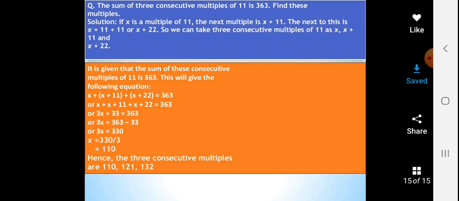So the first multiple of 11 is 110. Add 11 to it, 121. Add 22 to 110, it is 132. So here the consecutive multiples of 11 are 110, 121 and 132.